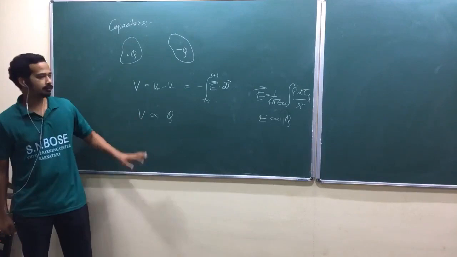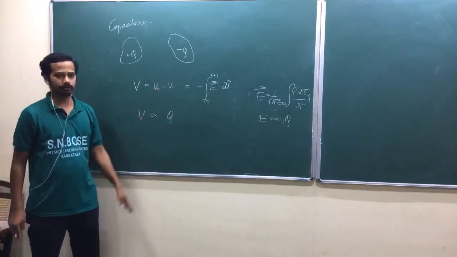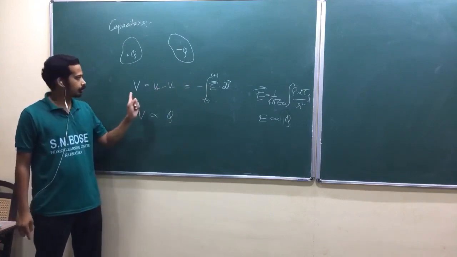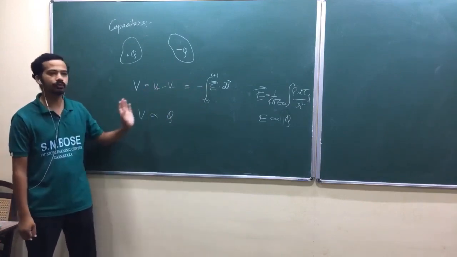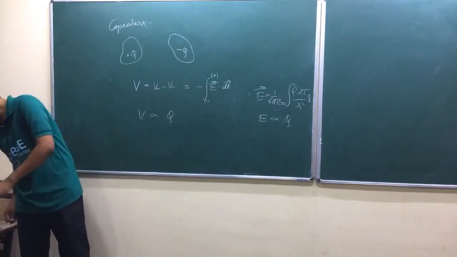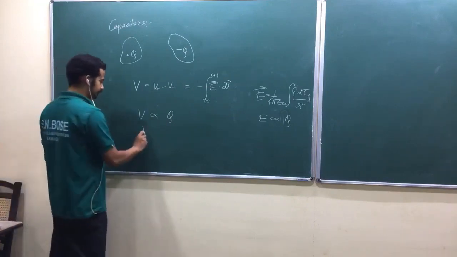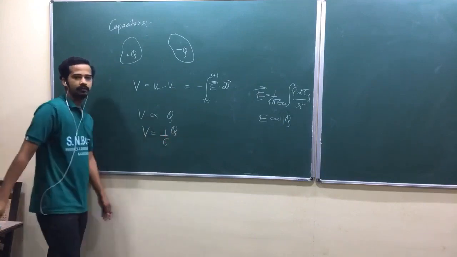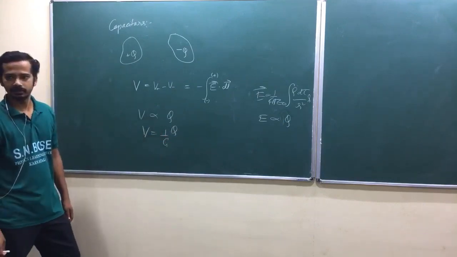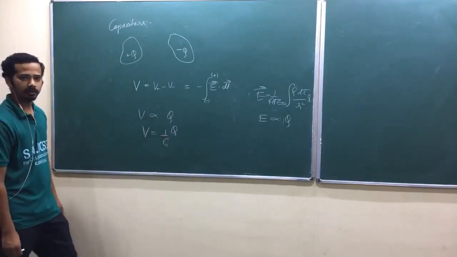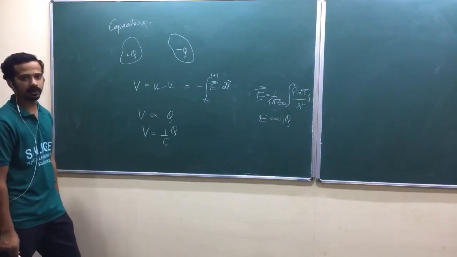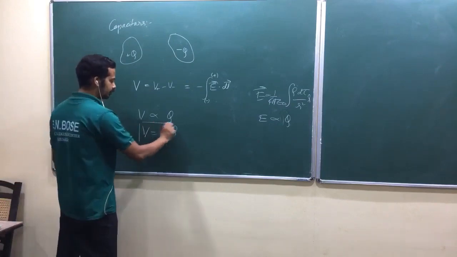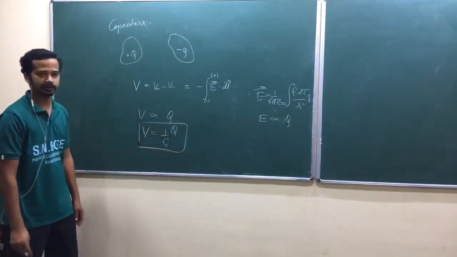Is that okay? The argument is simple. The electric field is proportional to Q. Potential difference is related to the electric field like this. So that's why potential difference should be proportional to Q. That proportionality constant, we call it capacitance. Is that okay? That proportionality constant is 1 by C, not capacitance. Is that okay? 1 by C. So this is the formalism of a capacitor.